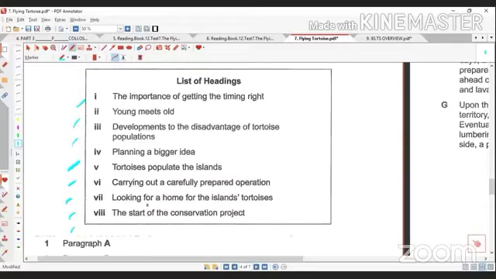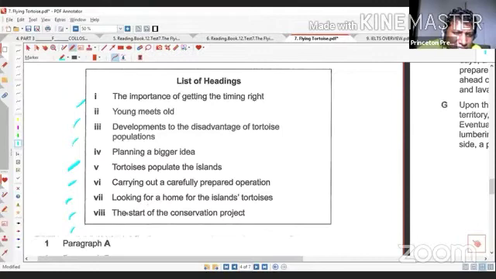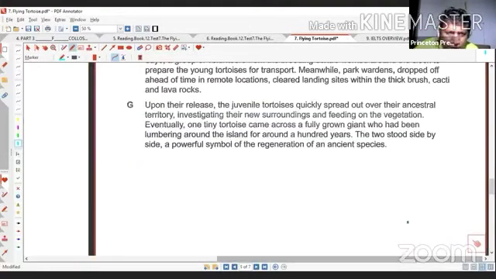Now which one? It's for planning a bigger idea. Okay, could be. Which one were we doing? Now we are on E. Yes, it's going to be planning a big idea. What was the big idea? Relocating in a different way. So it should be E. Okay. Let's read the other part.